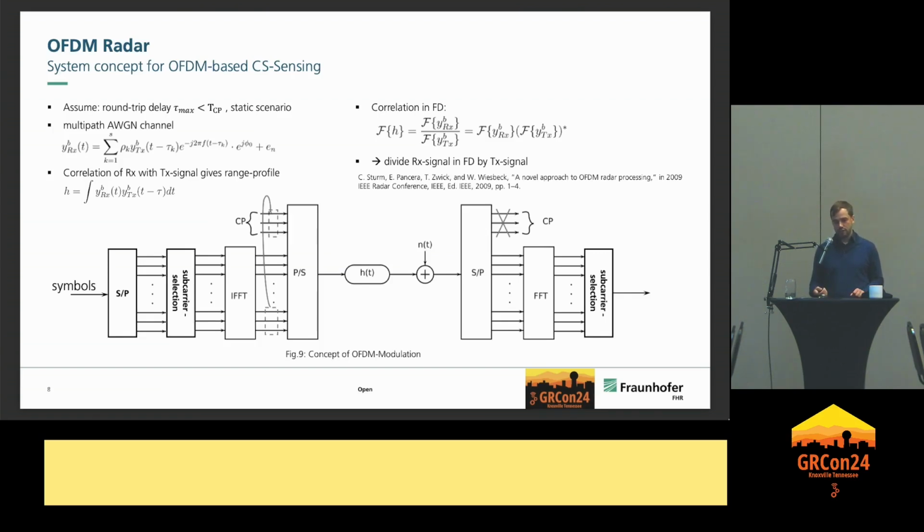You parallelize it, you get rid of the cyclic prefix, and you convert it to Fourier domain. A nice feature, presented in this relatively old paper from Sturm et al., is that you can just do the convolution of your received signal with the sent signal, and you get back your range positions. And the nice thing is that OFDM is already a frequency domain modulated system, so we can also do the correlation in the frequency domain by just dividing the received signal by the initially sent symbols.